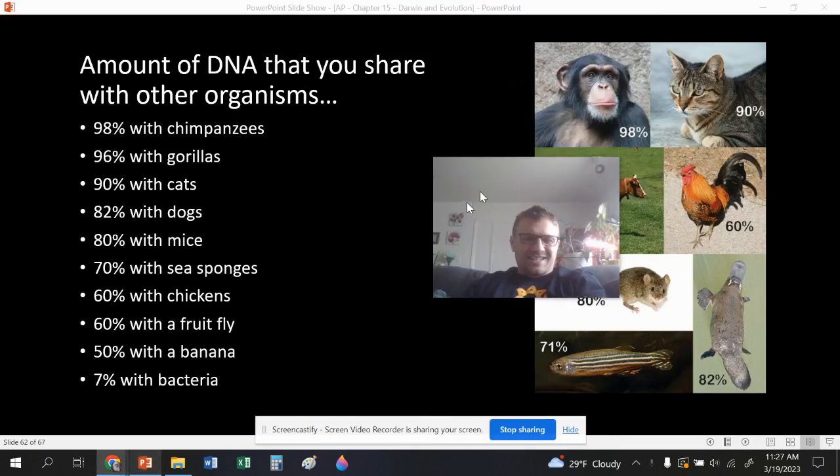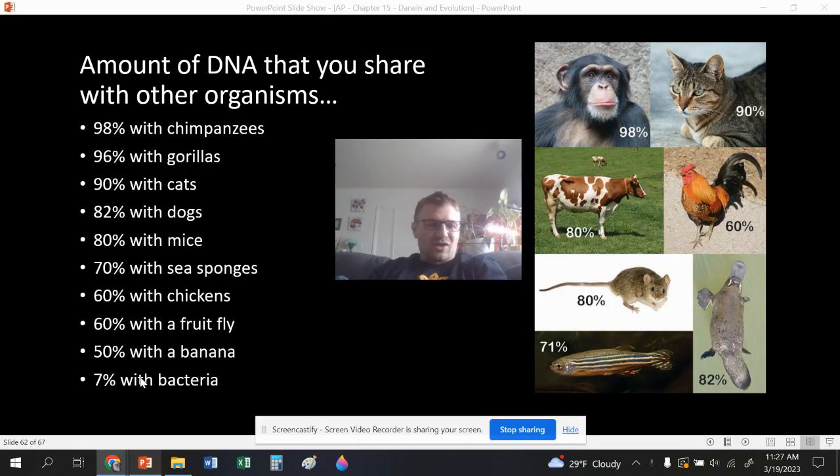So I always like to compare DNA with a human, and so like we as a human share 7% of our DNA with a bacteria, which shows that we're not really closely related to bacteria. We share 50% of our DNA with a banana. You wouldn't think a banana and us have a lot in common, but we actually do. 60% with a fruit fly, 6% with chickens, 70% with sea sponges, 80% with mice.